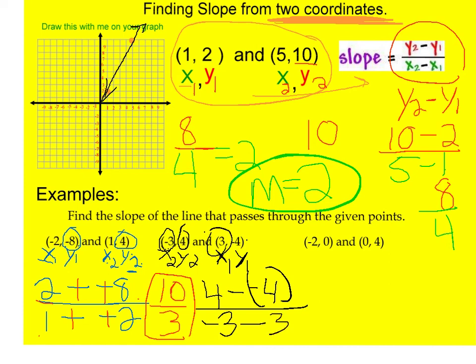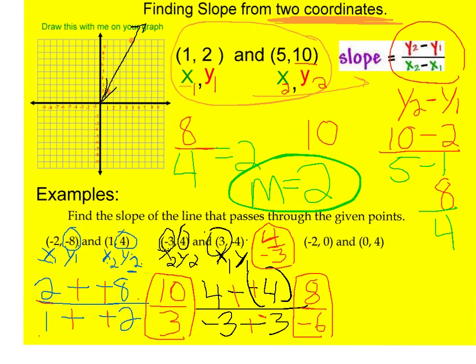So I'll do a little keep, change, change here, but look what I did. I put my y's on top and my x's on bottom. Keep, change, change, I get 4 plus 4, which is 8. And then I get negative 3 plus negative 3, which is negative 6. So this is going to be a negative slope line. Now I'm not done. I need to reduce that. And I get 4 over negative 3, or negative 4/3.